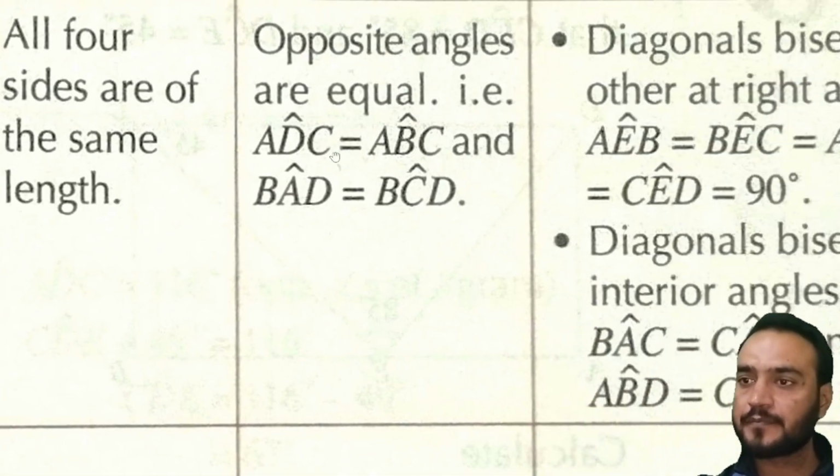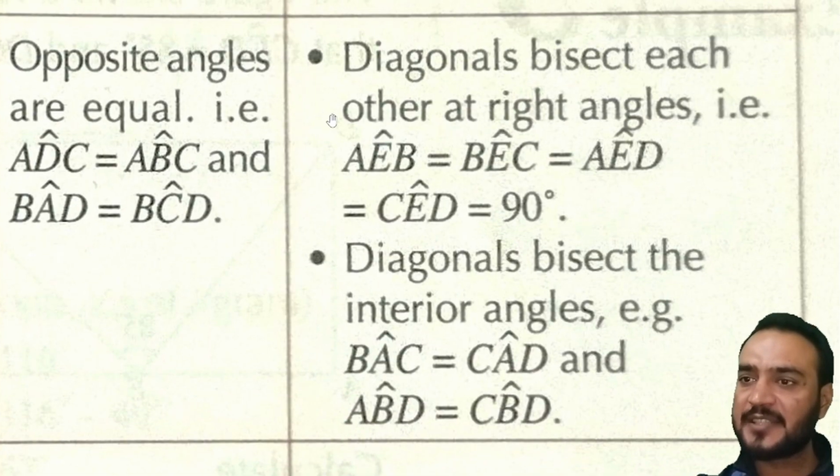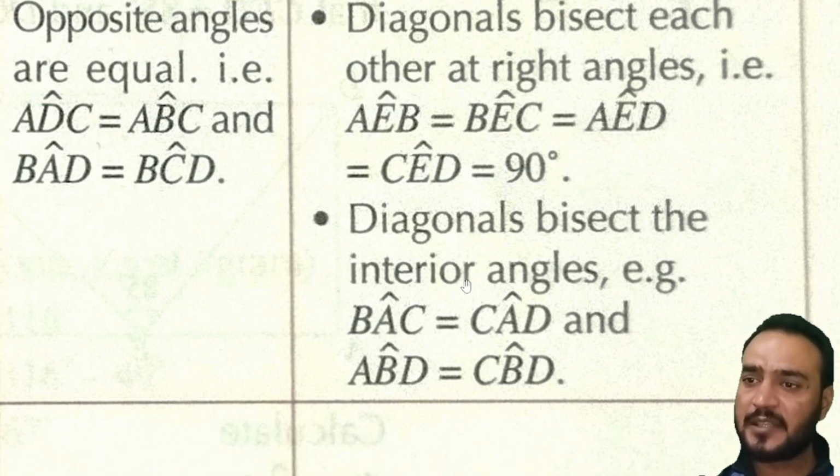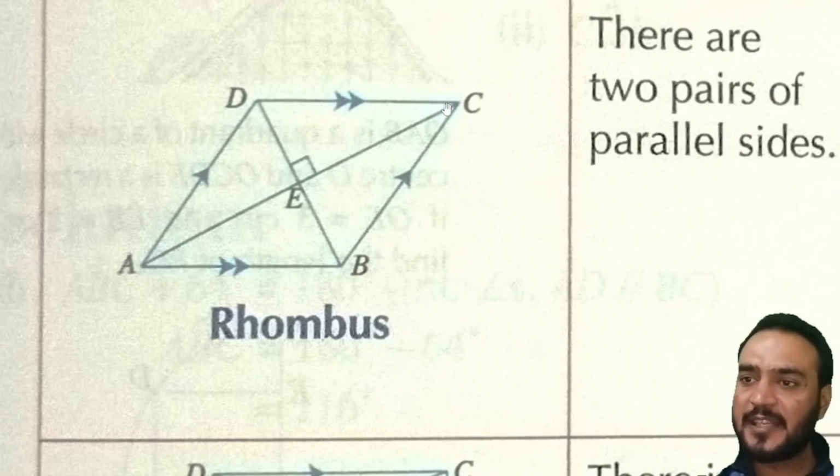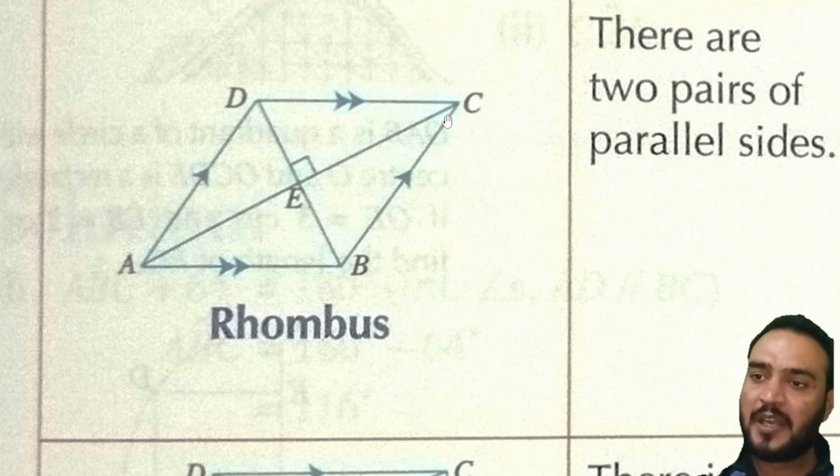The diagonals bisect each other at right angles. The point where the diagonals bisect each other makes an angle of 90 degrees. So the diagonals bisect each other at an angle of 90 degrees. The diagonals bisect the interior angles. It means that the diagonal AC bisects the angle at point C.